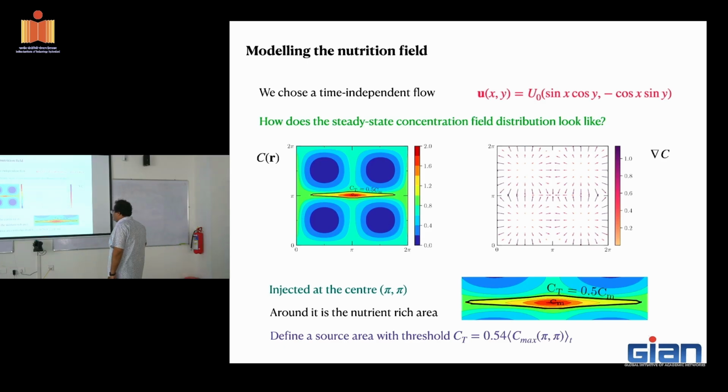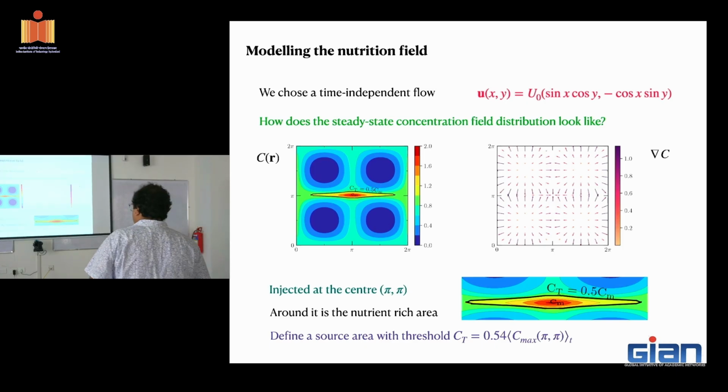Okay. Then I'm injecting at the center. I'm considering a flow domain which is 0 to 2 pi, 0 to 2 pi in x and y directions. So I'm injecting at pi comma pi, and the place where I'm injecting would certainly be nutrient rich, right? So the bacteria would like to go there, right? There is a maximum chance of getting nutrients there, right?